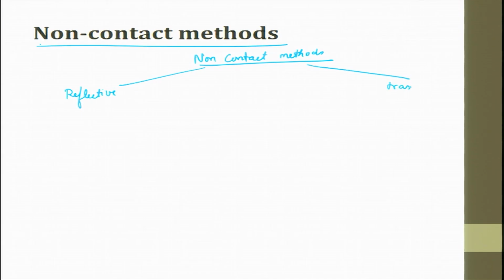Non-contact methods. So I would like to draw the schematic diagram. So non-contact methods can be reflective, or they can be transmissive. Your CT and MRI are also non-contact techniques wherein we try to get the data. So in reflective type, again you can have non-optical and then you can have optical.